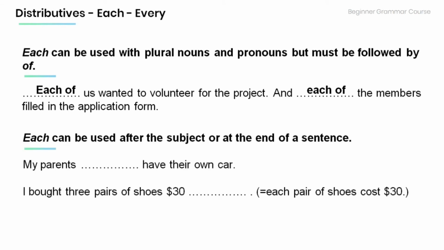Also, note that each can be used after the subject or at the end of a sentence. Again, have a look at the sentences below and fill in the gaps using the appropriate distributives. My parents each have their own car. I bought 3 pairs of shoes, $30 each, meaning that each pair of shoes cost $30.